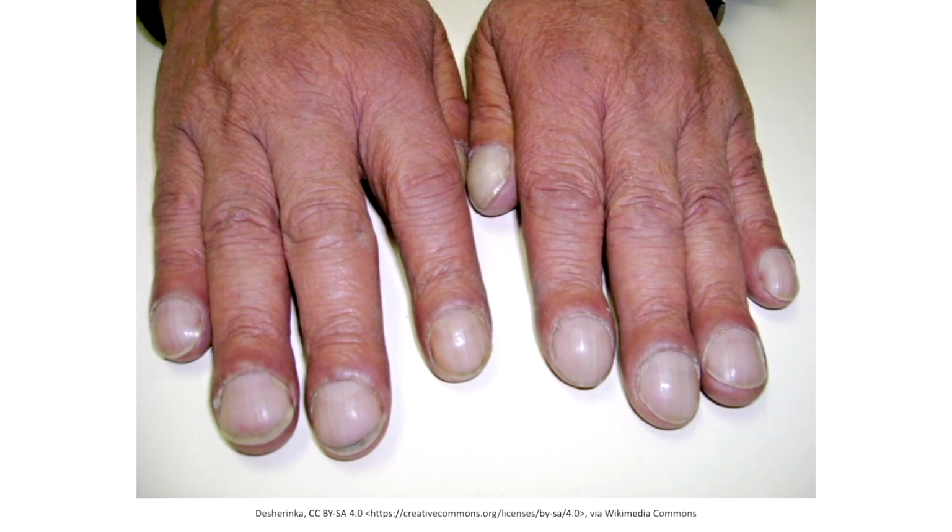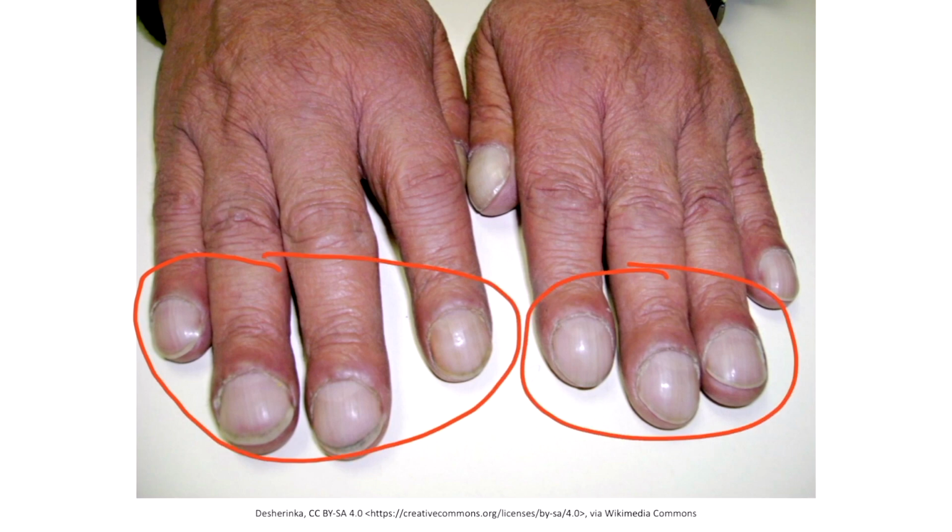Here's an image of hypertrophic osteoarthropathy or digital clubbing. Recall that clubbing can be caused by various different cardiac and pulmonary conditions, but it most commonly occurs in lung cancer, and this occurs due to chronic hypoxemia.